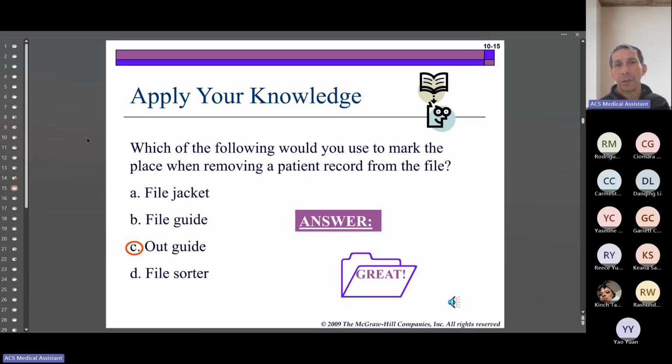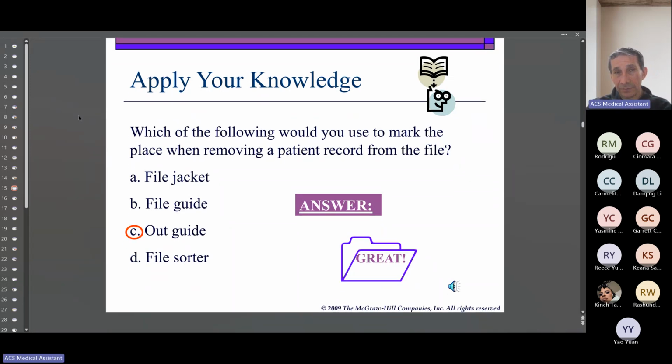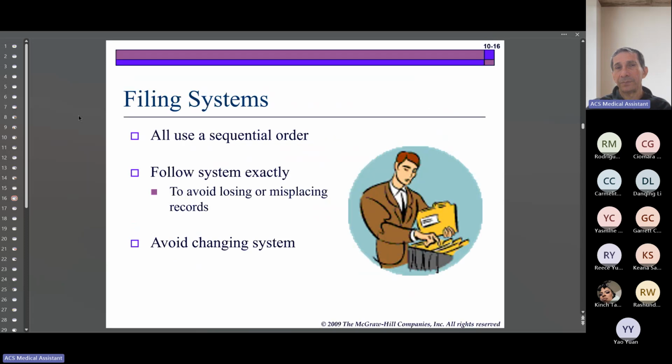So here's the question. Which of the following would you use to mark the place when removing a particular record from the file? So what do you use? That's an out guide. Remember, it's not a file guide, it's not a file jacket, it's not a file sorter, it's not a file folder. No. You need to make sure that this is an out guide because the chart has been taken out. So that's basically what you need to know. Remember, this is going to be a question for you. Filing systems.